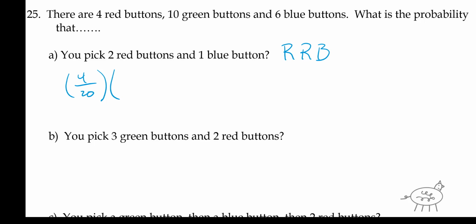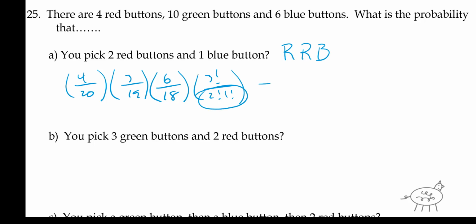So 4 out of 20, 3 out of 19, and 6 out of 18. That's the number of blue buttons. And then, of course, it is 3 factorial over 2 factorial, 1 factorial. Make sure that's in parentheses on the bottom. So your final answer is 3 out of 95.